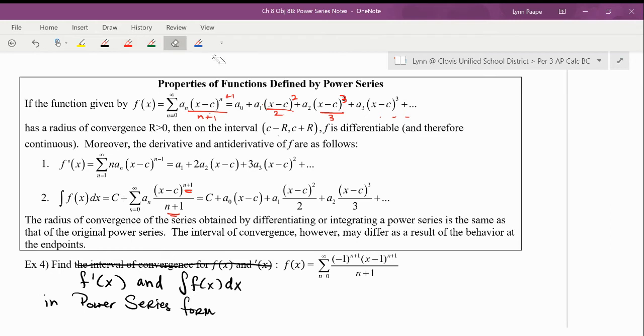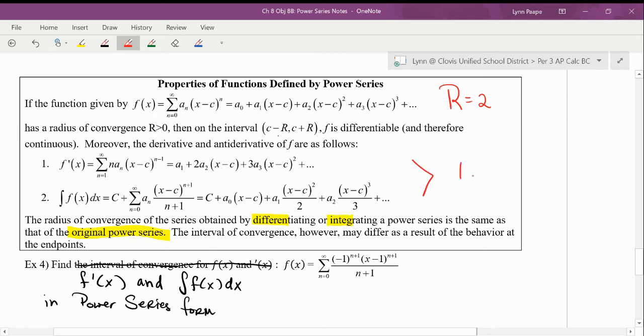Sometimes people make it a lot more complicated looking than it really is. So just remember, we're just doing the power rule for derivatives and integrals. One thing though that we do need to take note of is that the radius of convergence of the series obtained by either taking the derivative or the integral has to be the same as the original power series. Okay, so for example, if the radius of convergence up here was 2, it would have to also be 2 down here.